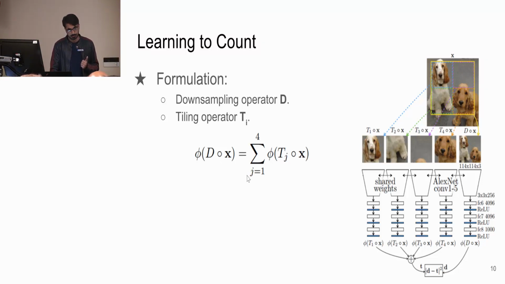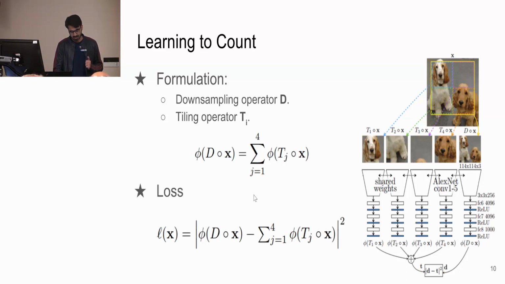So the downsampling is not applied for the tiling. For tiling, you just take the 4 pieces. Yes, exactly, but downsampling is applied to the original image. Yes, sorry. So the downsampling is applied just to make sure that the input to the network is fixed.